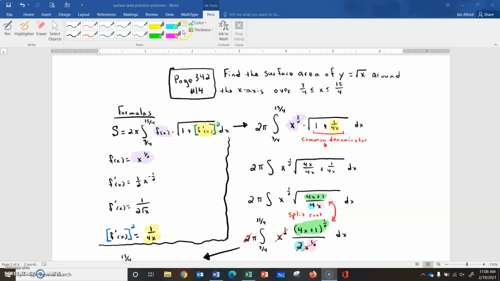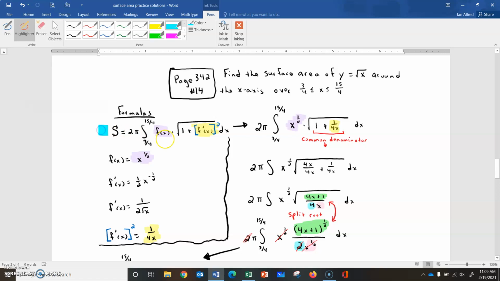Alright, so here we are. We've got number 14, where we're going to find the surface area of y equals square root of x, rotated around the x-axis from x being 3/4 to 15/4. They sound like funny numbers, but they actually work out pretty good for this problem.